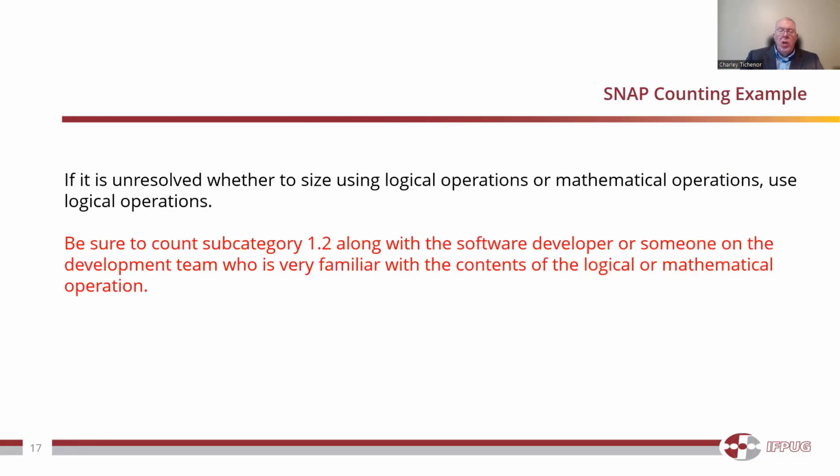If it's unresolved whether to use logical or mathematical operations, use logical operations. And be sure to count SNAP subcategory 1.2, especially algorithms, with a software developer or somebody on the development team who's very familiar with the contents of that logical or mathematical operation. Don't get a pile of paper this tall and have somebody say, okay, count the algorithm. Don't do it that way. Have somebody go through it with you.